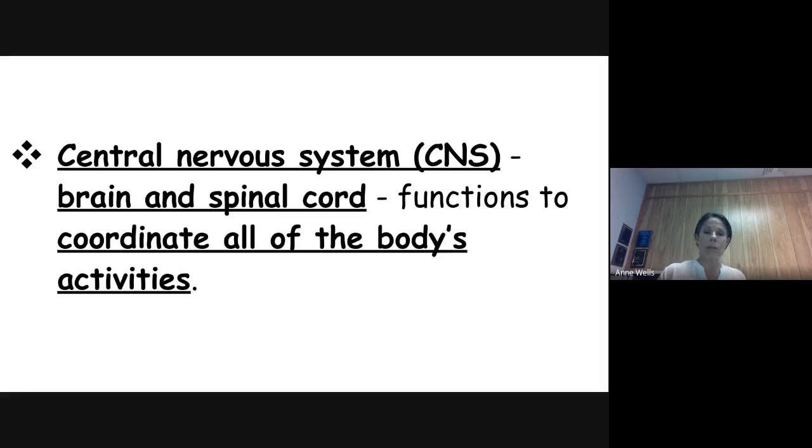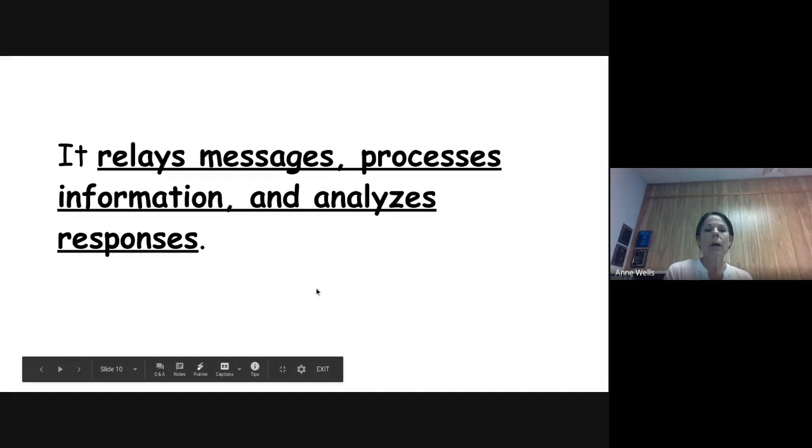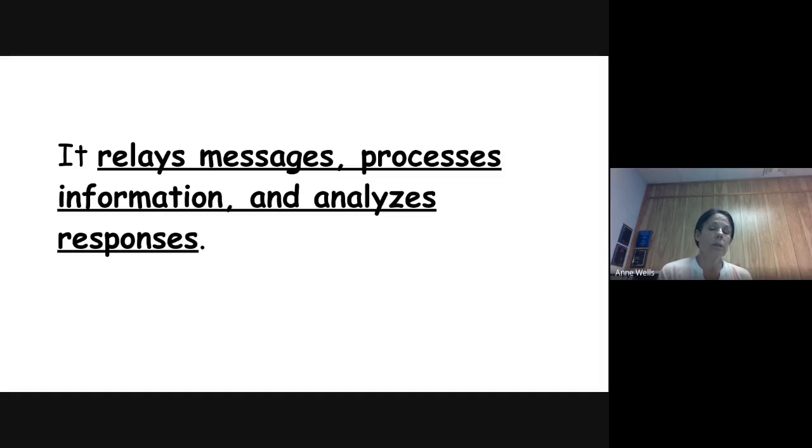You can also think central, because your brain and your spinal cord are kind of making up the central part of your body. So that's an easy way to remember it. The central nervous system relays messages, processes information, and then analyzes responses. So in other words, it takes that information in, processes it, figures out what it is, and then analyzes what kind of response, what's going to happen because of this.